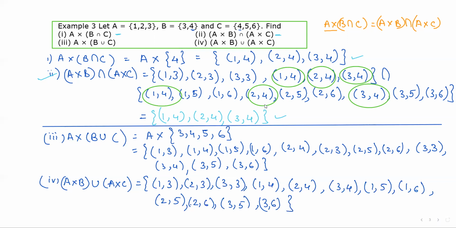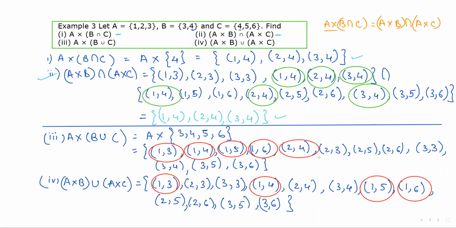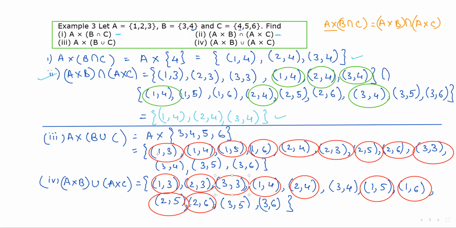Here also, if you observe, these two sets are equal. (1, 3), (1, 4), (1, 5), (1, 6), (2, 4), (2, 3), (2, 5), (2, 6), (3, 3), (3, 4), (3, 5), and (3, 6). So as you can see, these two sets are equal.